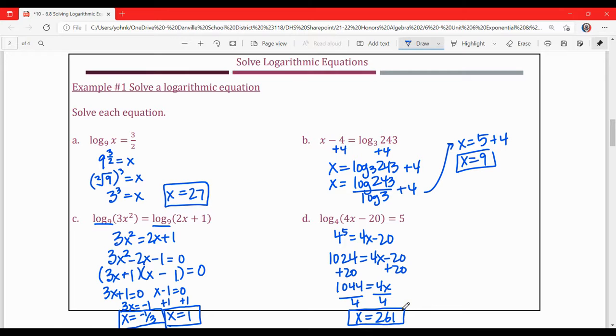Again, you can substitute that value back in and see if what you get is close to 5. It's not going to be exactly 5 because we rounded somewhere.